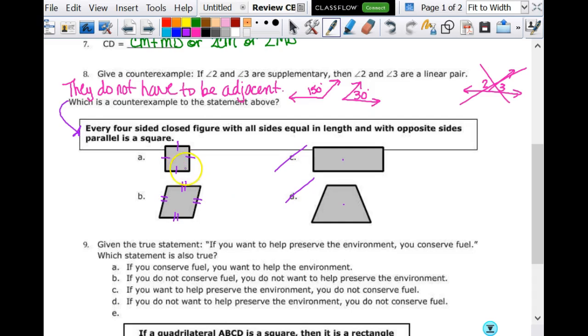This one is intended to be a square, even though we shouldn't be assuming. This one is not, so this is not my answer. This is an example of something with all four sides equal in length, opposite sides are parallel, and it is not a square. All right, this is a rhombus. You have to know that word.